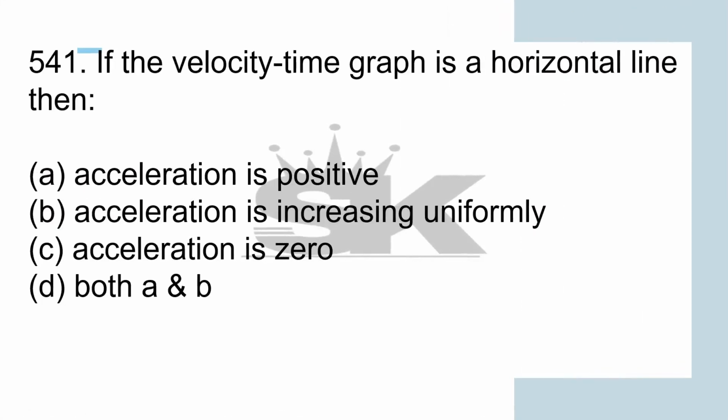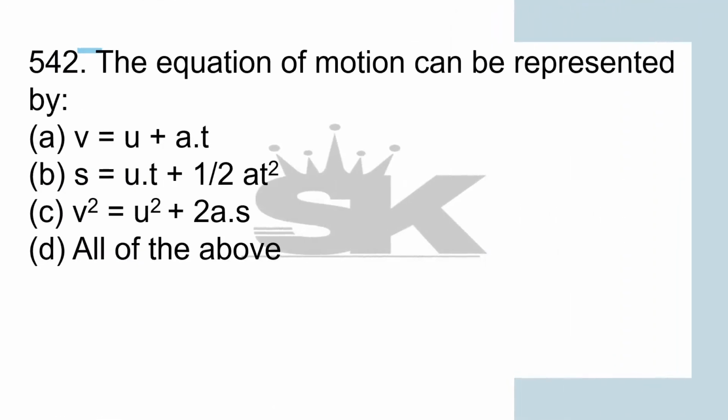If the velocity time graph is a horizontal line, then... if the velocity time graph is a straight line, then it means the acceleration is constant. Okay, a horizontal straight line means velocity is also constant and the acceleration is zero. So here the answer is zero. The equation of motion can be represented... you can see all three are equations of motion.